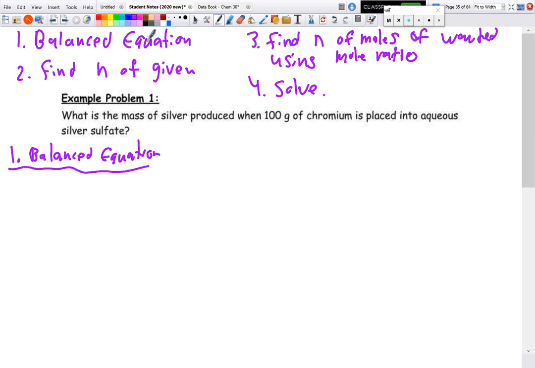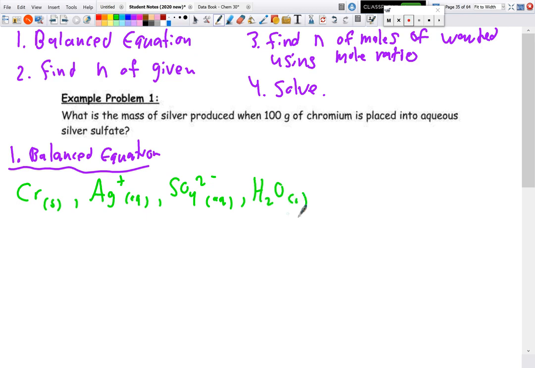So balance the equation. The first step in our 5-step method is that we need to write out all the entities in solution. So we have chromium placed in aqueous silver sulfate. So we have chromium solid placed into aqueous silver sulfate. So that means we have Ag+, sulfate SO4 2-, and because it's aqueous, we have H2O liquid.